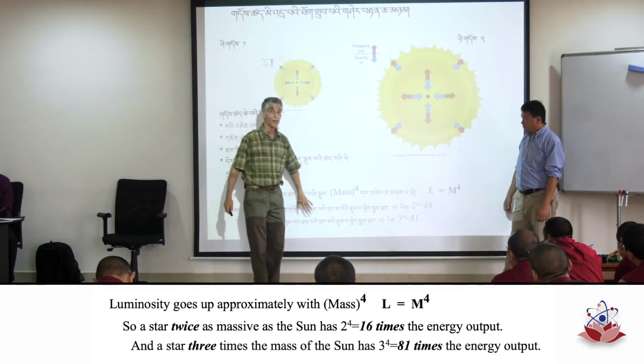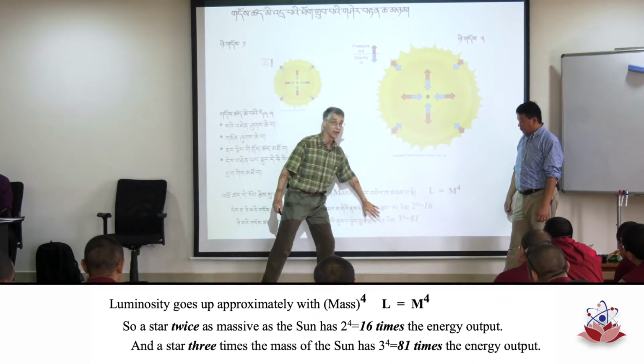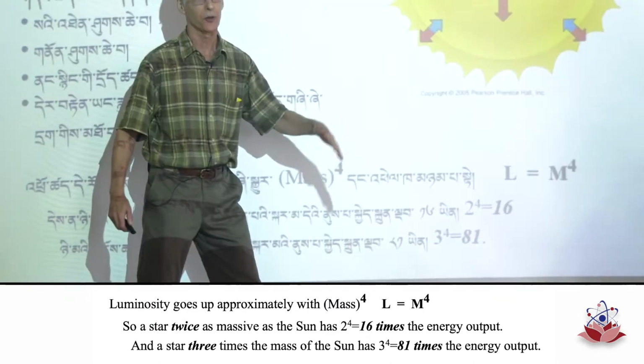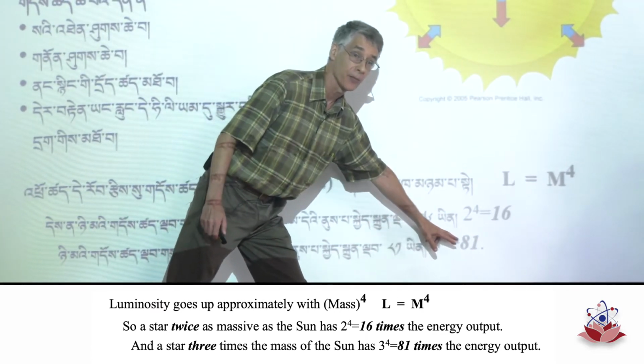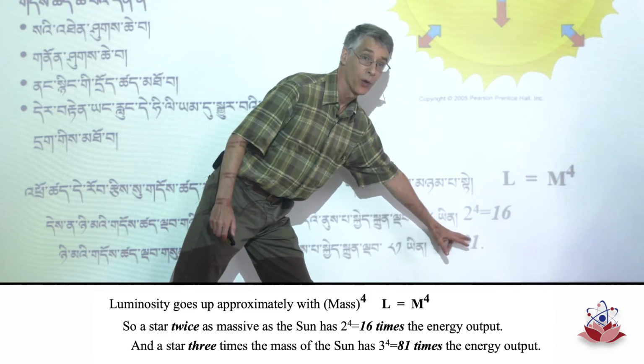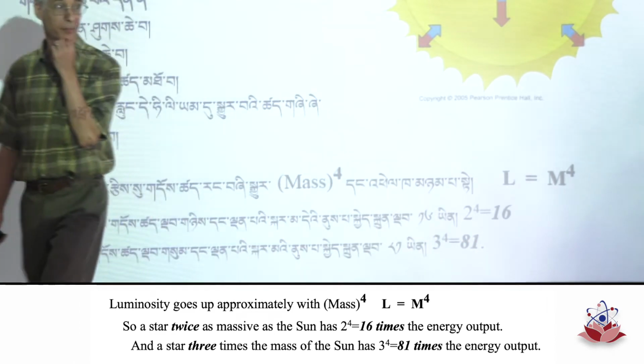So as you increase the mass of a star, the lifetime goes shorter and shorter very quickly. For instance, a star 3 times the mass of the sun lives only 1/80th as long.